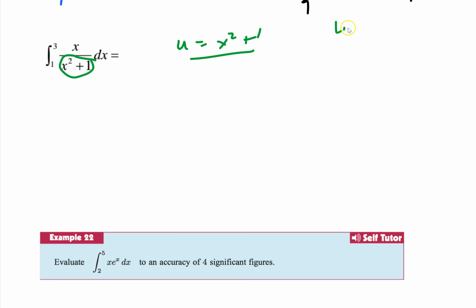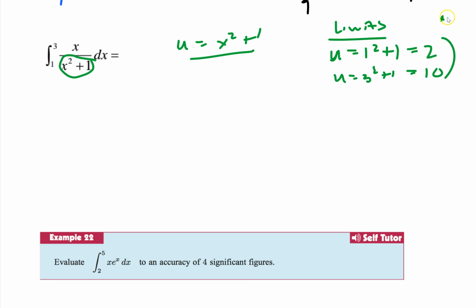Let's look at our limits first. If I want to find new limits, we'll just plug these in. So let's plug in 1. u is going to equal 1 squared plus 1, which is 2. And then for 3, u is going to equal 3 squared plus 1, so that's going to be 10. So those are my new limits.